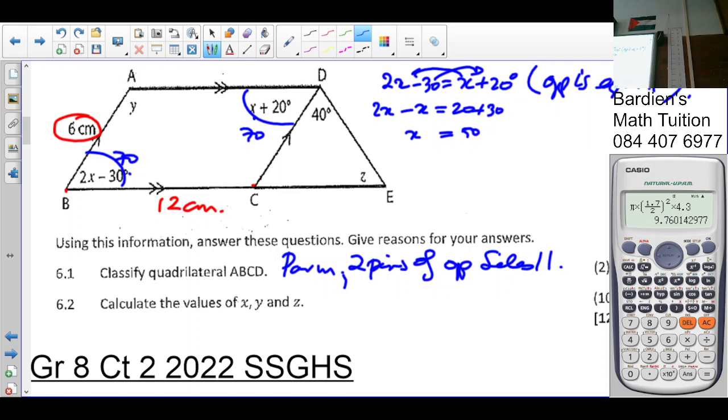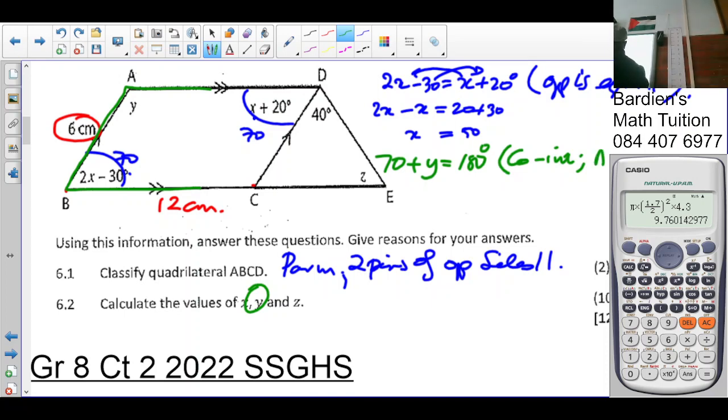Okay. Then we go and we say, okay, let's calculate y. For y, I can go with the fact that those are co-interior angles. Not so? So I can say that 2x minus 30 plus y is equal to 180. Or I could have just said 70 plus y is equal to 180. Why? Because it is co-interior. What must I add? The parallel lines. AD is parallel to BE or BC. So y works out to be 180 minus 70, which is 110.